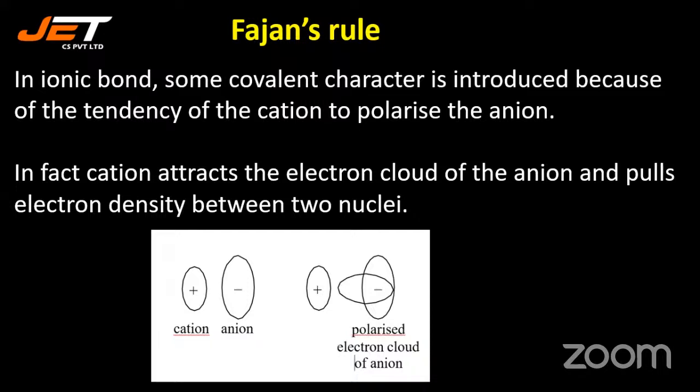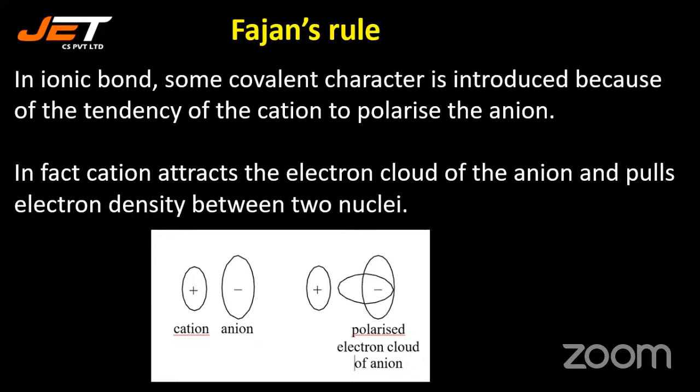There are different factors that affect the covalent character, which we will learn in the covalent bond chapter. This was proposed by the scientist Fajan, and this entire phenomenon is called Fajan's rule. Is this part clear, that an ionic bond will create some kind of covalent character?